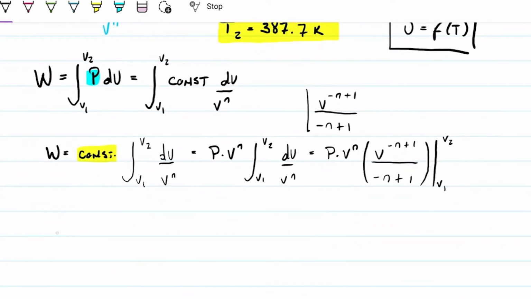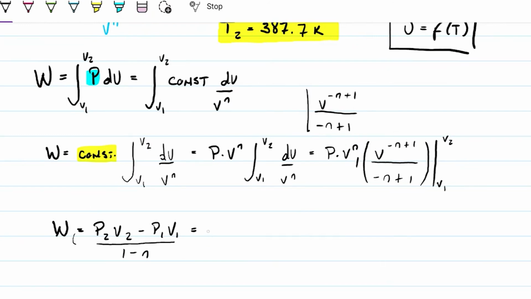So to make a long story short, my work in this case will be P2 V2 minus P1 V1 divided by 1 minus N. Nice. Obviously, you substitute your V1 here, you substitute your V2 there, you make one minus the other, and here you can choose whether you want to do P1 V1 or P2 V2. That's how you end up with these guys here. Beautiful.